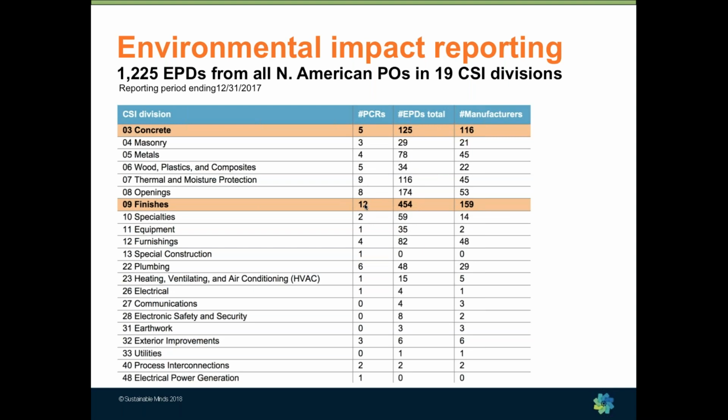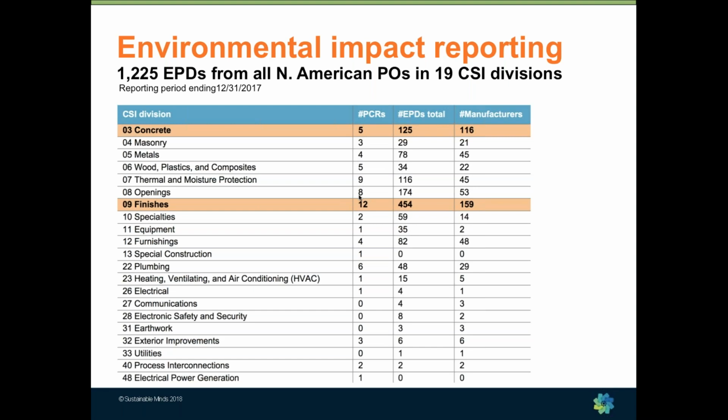And you can see there's actually a correlation. There were 12 PCRs at the end of 2017 for products in the 0900 division, which generated 454 EPDs from 159 manufacturers. So that's a pretty active division. But it's still pretty interesting to look to see how many PCRs existed.